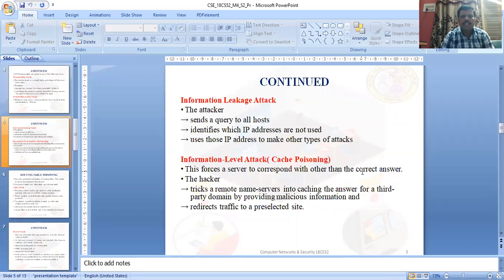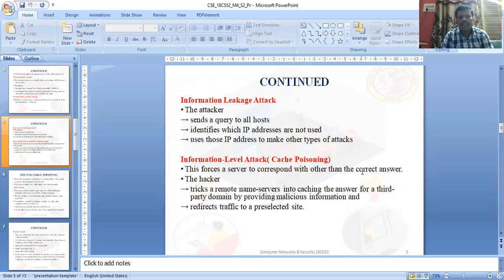So next is information leakage attacks. Attackers send a query to all the hosts connected across the internet, identify which IP addresses are not used, and use those IP addresses to make other types of attacks as well. That is what we call information leakage attacks.